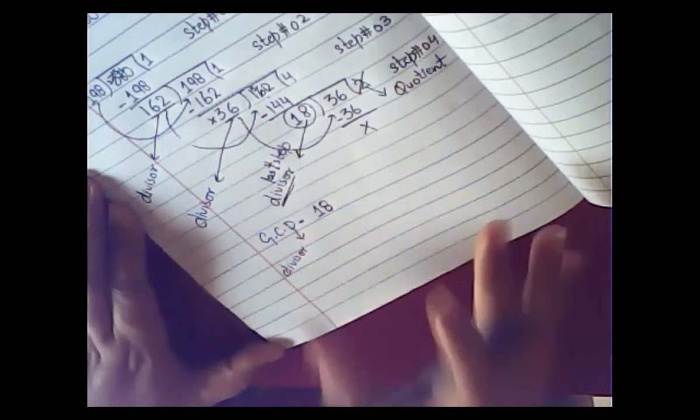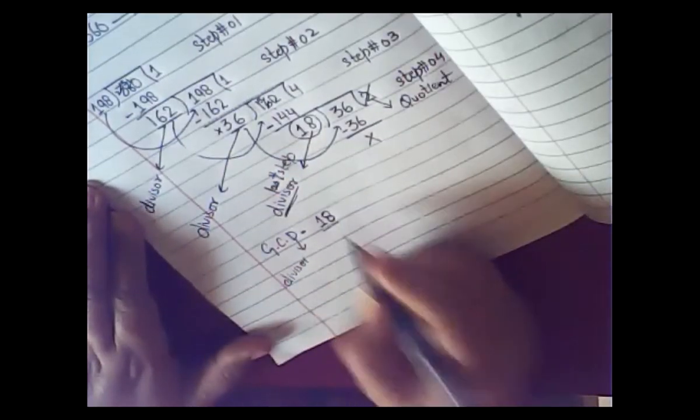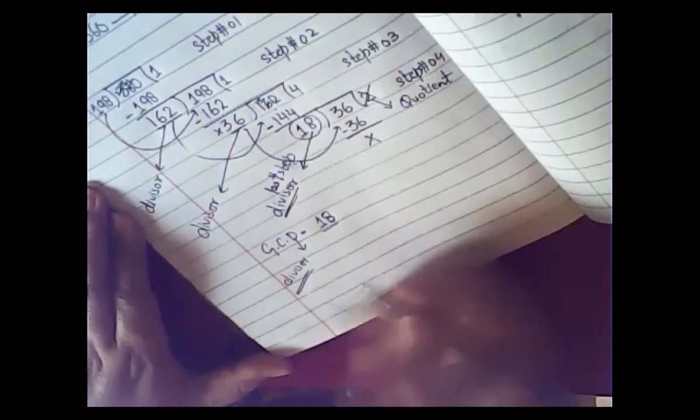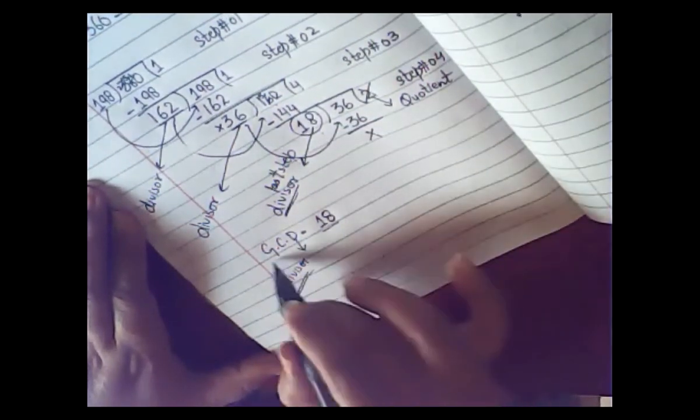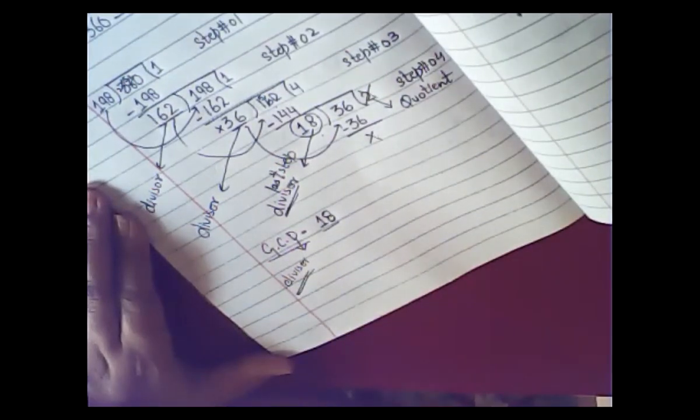Why will I pick 18 here? Because I have to find the GCD. So this is your divisor. Your last step divisor will become the GCD. Okay, here is the method again.